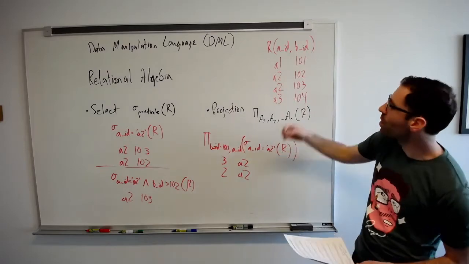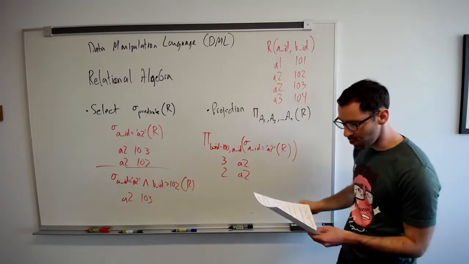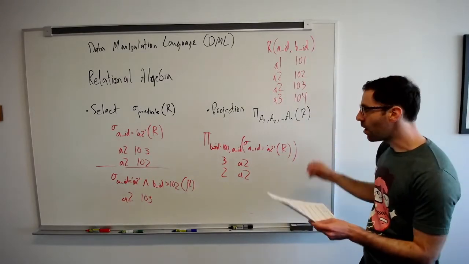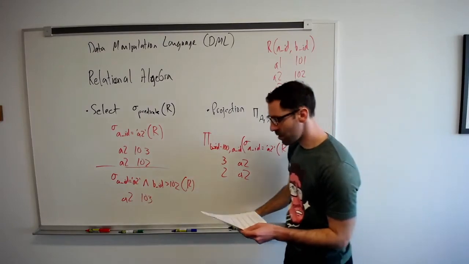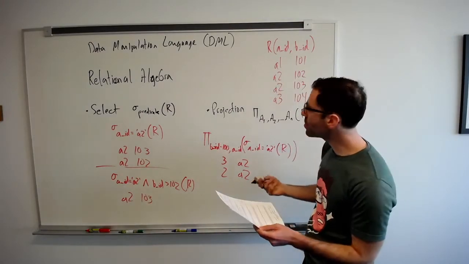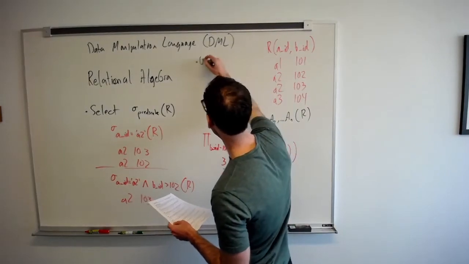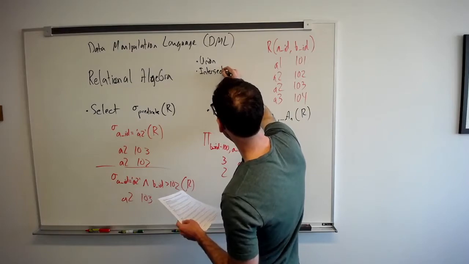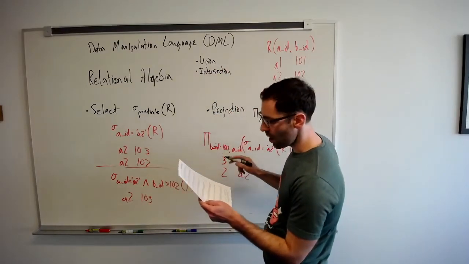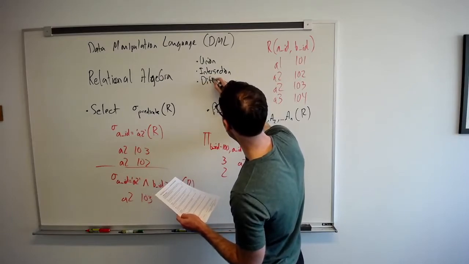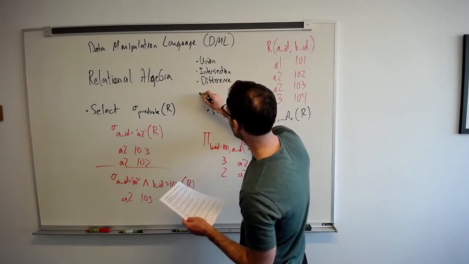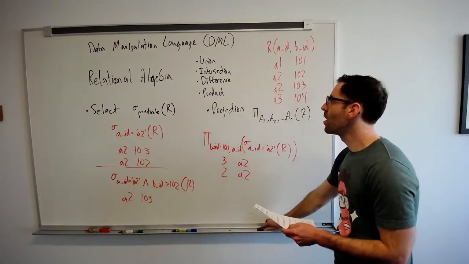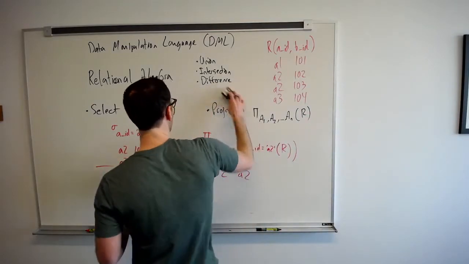So selection and projection are core in terms of how we're going to access and manipulate tuples. Since our relations are sets, we also have a number of set operations. We have union, intersection, difference, and product. I'll leave off product for the moment.